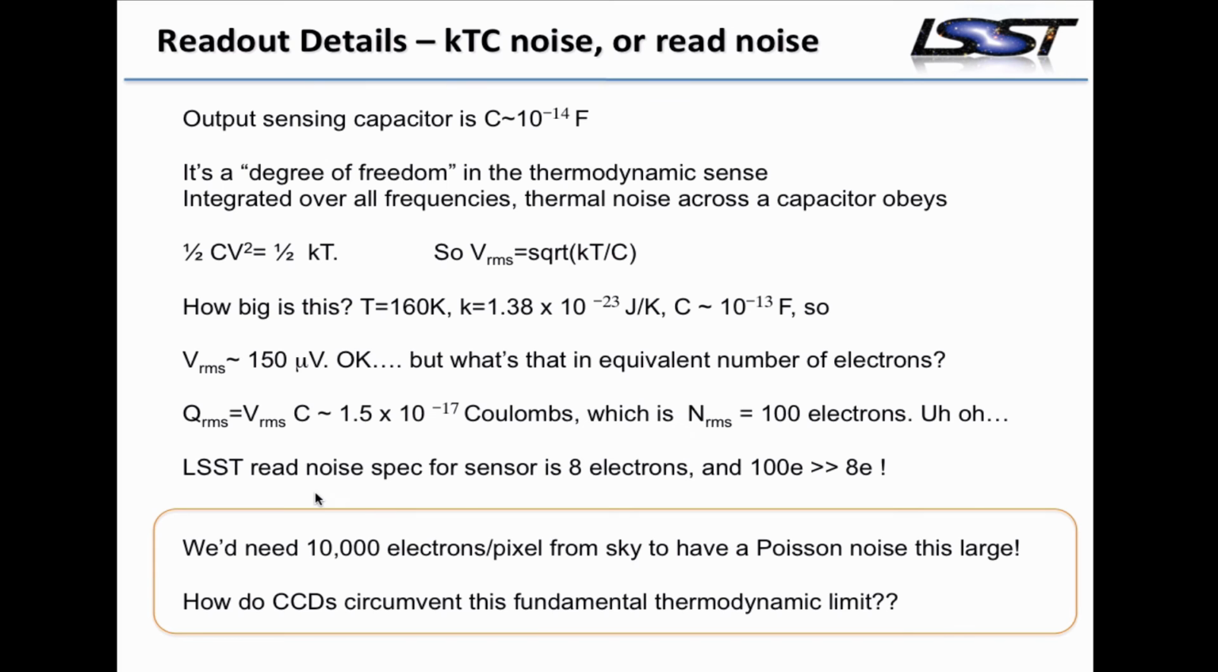And the conundrum here is that the read noise spec for the sensors in LSST is 8 electrons RMS, and I'll tell you something, 100 electrons is a lot more than 8 electrons. So if it were the case that our read noise was 100 electrons, in order for the Poisson noise from the sky to dominate over that, we'd have to gather 10,000 electrons per pixel of sky noise to not be read noise dominated. And so clearly we're not in that regime. Astronomical imaging systems do much better than that. And so the question is, how do CCDs circumvent this apparent fundamental thermodynamic limit?